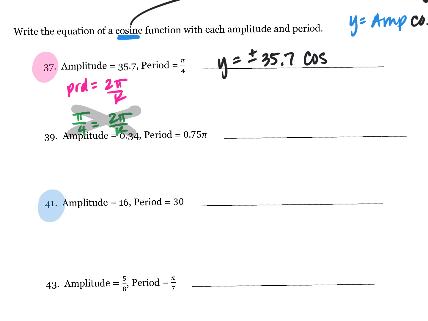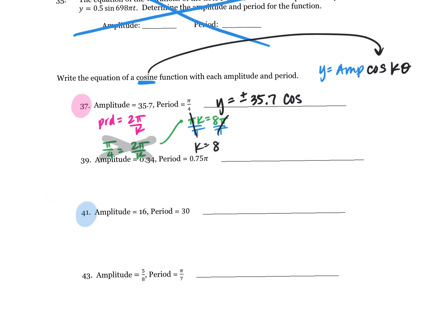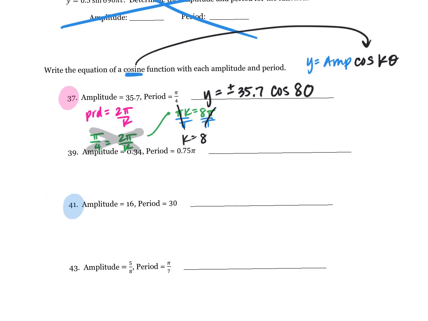Let's cross multiply. What's this going to get me? K pi. Pi k? Either way. I'm going to put pi k because I don't like that you did that. What about this? 8 pi. I need k. What are we going to do to get k by itself? You know it. What's my k? 8. So how would I write that final answer? Cosine of 8 theta. 8x, 8 h's, 8 whatever you want.